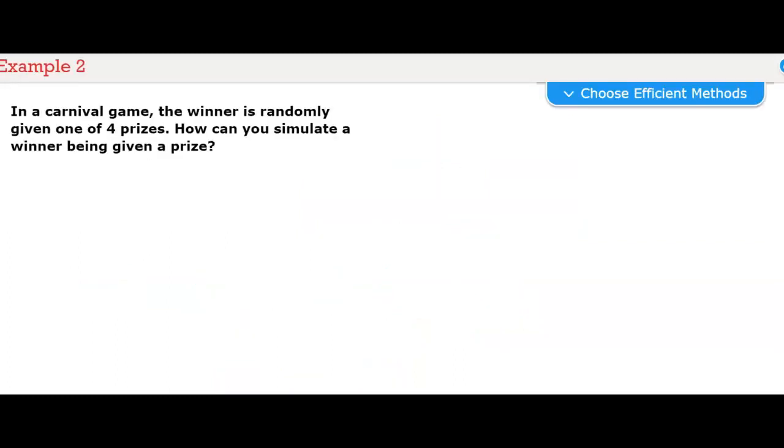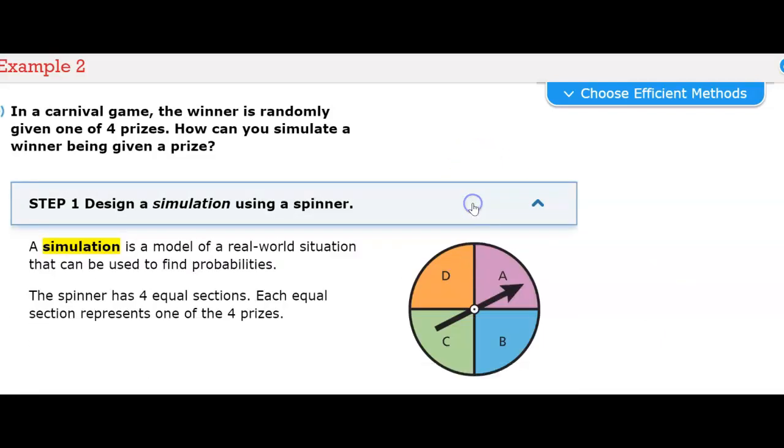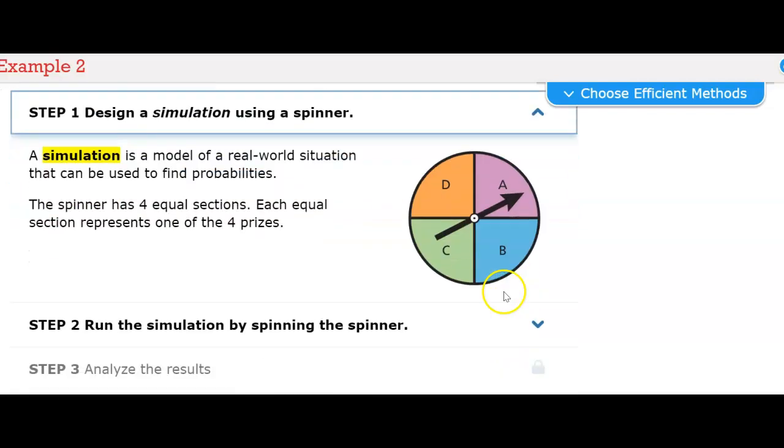In a carnival game, the winner is randomly given one of 4 prizes. How can you simulate a winner being given a prize? Step 1, design a simulation using a spinner. That's a model of a real-world situation that can be used to find probability. This spinner has 4 equal sections. Each equal section represents one of the 4 prizes.